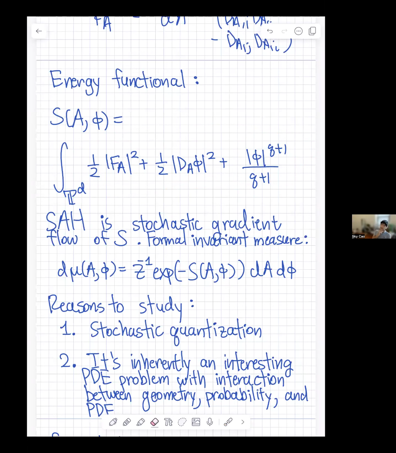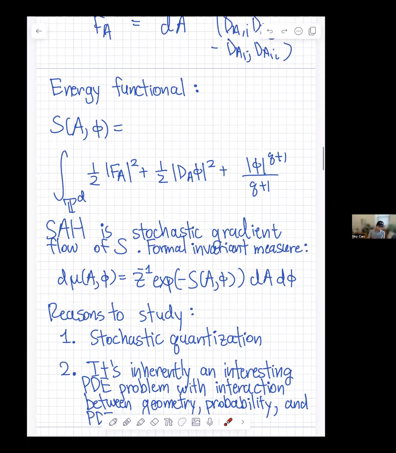And you might ask, okay, how is this related to Abelian-Higgs? Well, the point is that if I take the gradient flow of this functional, I get exactly Abelian-Higgs. And if I take this stochastic gradient flow, I get stochastic Abelian-Higgs.